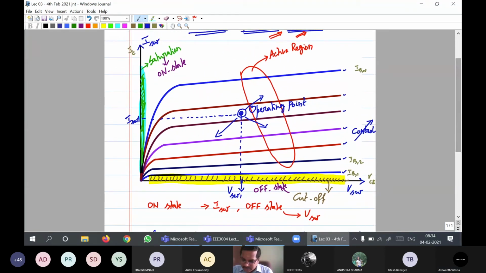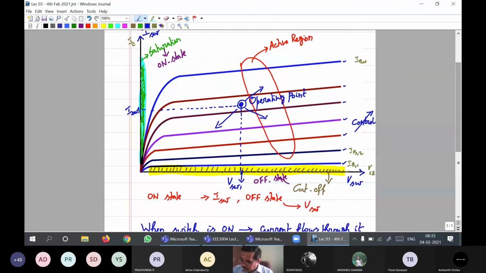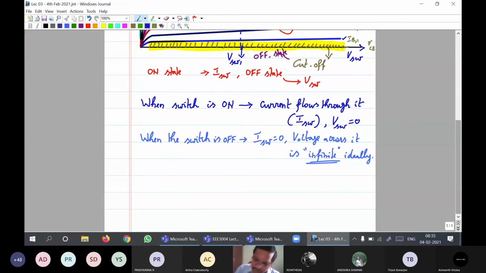Other than the saturation and cutoff region, if I operate the switch anywhere else in the VI characteristics, there will be finite voltage across the switch and finite current flowing through the switch. Is this point clear to you? Yes, sir. That's all. This is what I have been saying so far. Okay, so I will make a note of that.